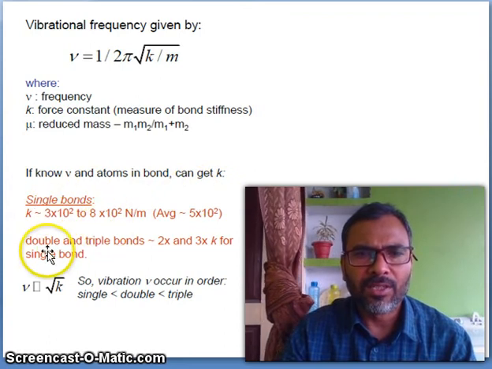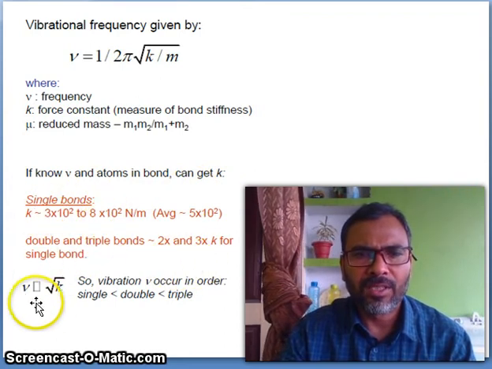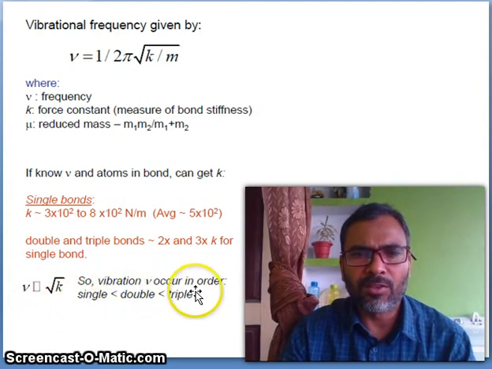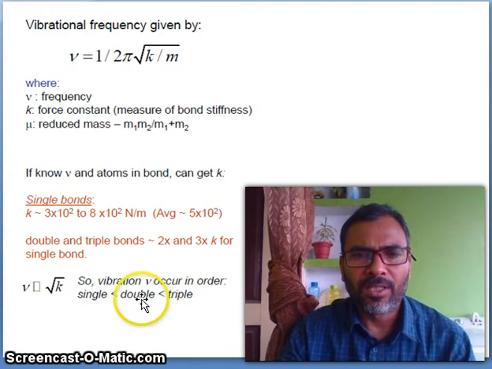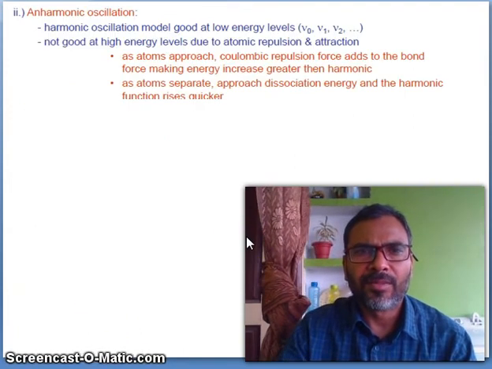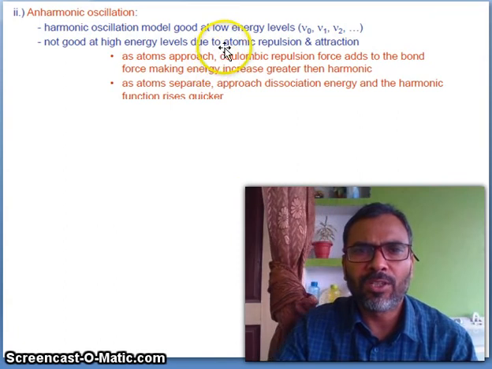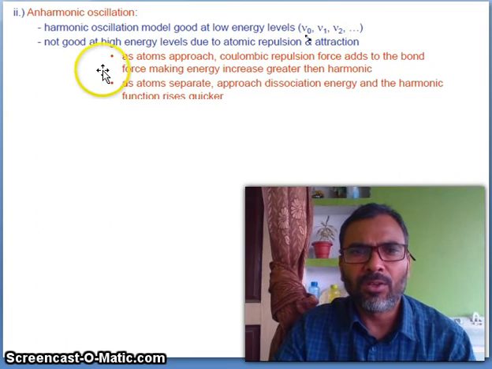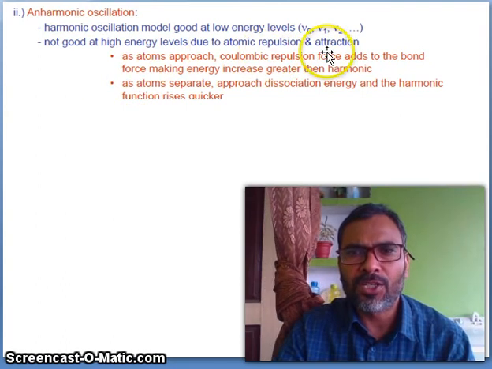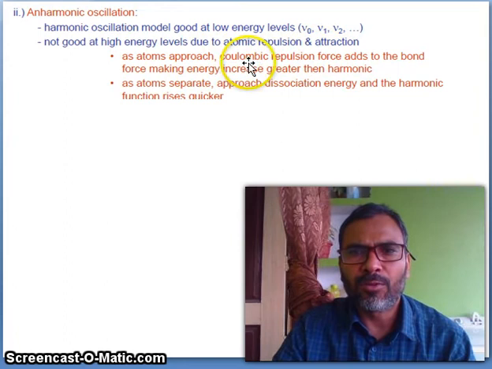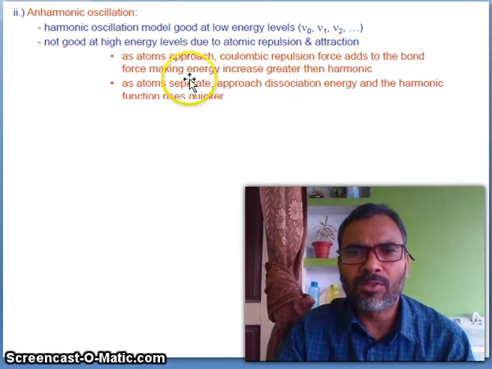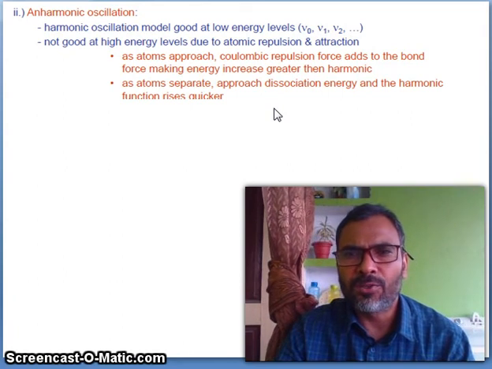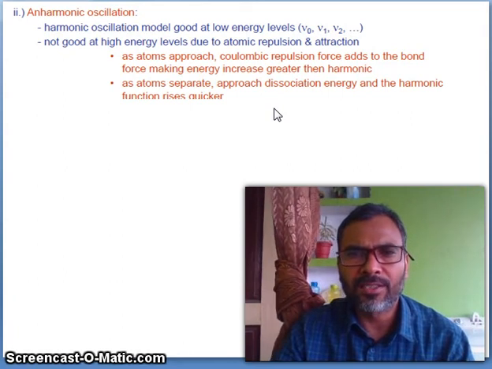Among single, double and triple bonds, nu is directly proportional to root over k. So vibration frequency occurs in the order triple, more, double and then single. The harmonic oscillator model is good at low energy levels, nu 0, nu 1, nu 2, but not good at high energy levels due to atomic repulsion and attraction. As atoms approach, Coulombic repulsion force adds to the bond force, making the energy increase greater than harmonic. As atoms separate, approaching dissociation energy, the harmonic function rises quickly.